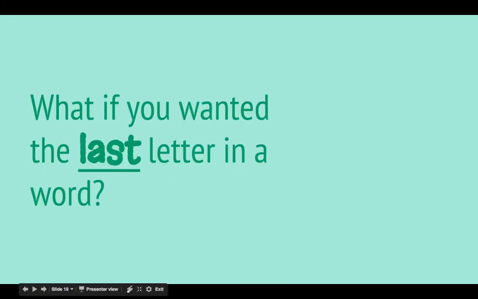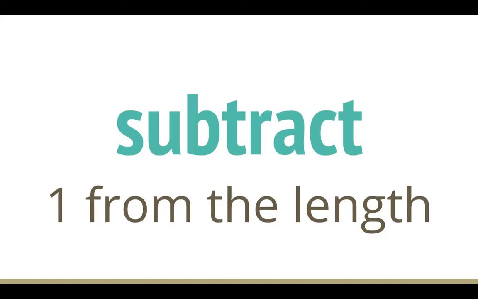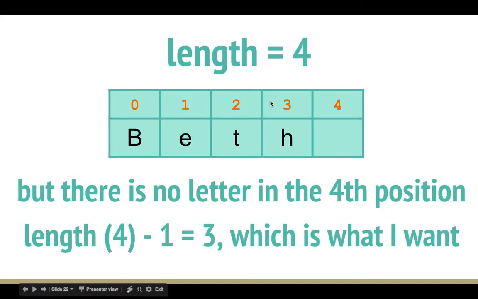All right, so what if you wanted to get the last letter in a word? For that, you need to subtract 1 from the length. So it's a double-step process because you have to get the length, and then you have to subtract 1 from it. You can do it all in one line of code, but there are really 2 steps. You might be wondering why, and that's because you have to go back to think about the length of the word.